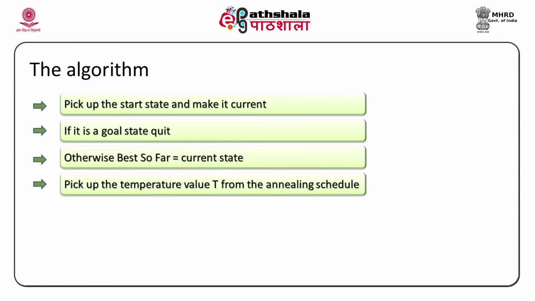Pick up the temperature value T from the annealing schedule. In the case of an annealing schedule, it says that if the temperature is this, you have to do this; if the temperature is that, you have to do that. But in simulated annealing, there is no real temperature. We are talking about a problem like missionaries and cannibals or something. So, this temperature is actually an artificial value that we take. Basically, temperature determines the amount of bad moves to be allowed. When the temperature value is reduced, the probability of moving to a bad move is less. So, basically T is related to that. How is it related? Let us see.